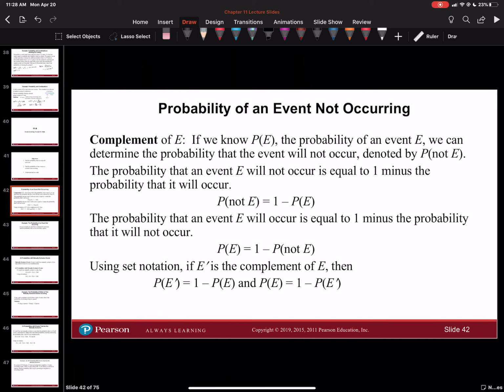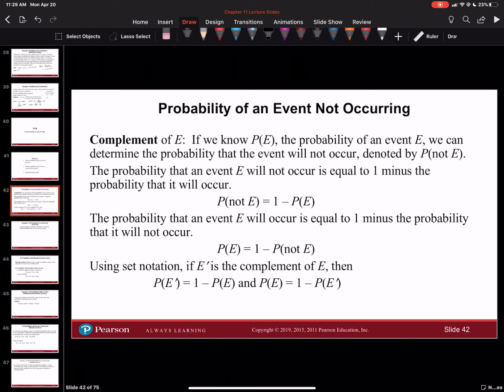The probability of an event not occurring, the complement of E. If we know the probability of an event E, we can determine the probability that the event will not occur, denoted as the probability of not E. The probability that the event will not occur is equal to 1 minus the probability that it will occur. So the probability of not E is equal to 1 minus the probability of E.